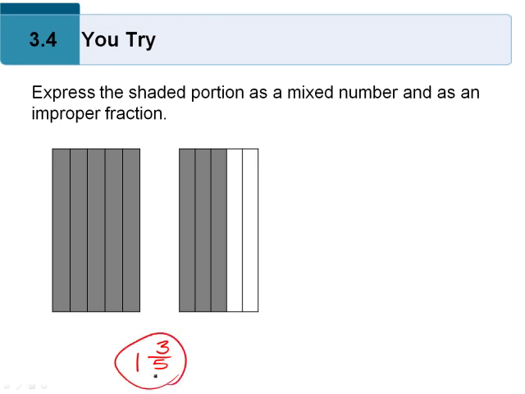For the improper fraction, the denominator is still 5 because each rectangle is cut into fifths. So one thing that's always going to stay the same is the denominator between the mixed number and the improper fraction. That'll always be the same. Go back and count how many fifths are shaded. 1, 2, 3, 4, 5, 6, 7, 8. So 8 fifths is our improper fraction.